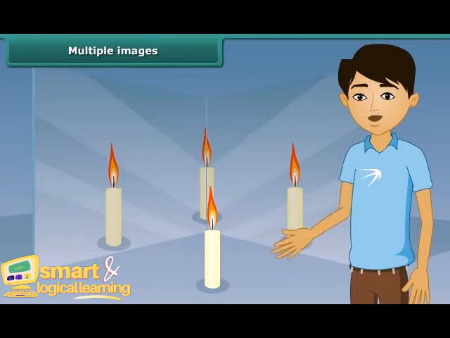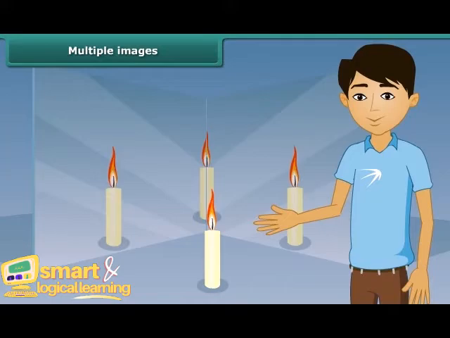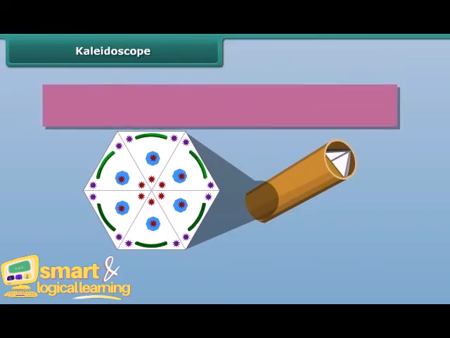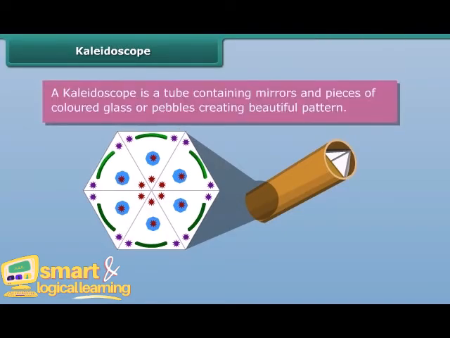This is how multiple images are formed in a mirror maze that we all enjoy going through. What is a kaleidoscope? It is a tube containing mirrors and pieces of colored glass and pebbles. As the viewer looks into one end, light entering the other end creates a colorful pattern due to the reflection of the mirrors when rotated.